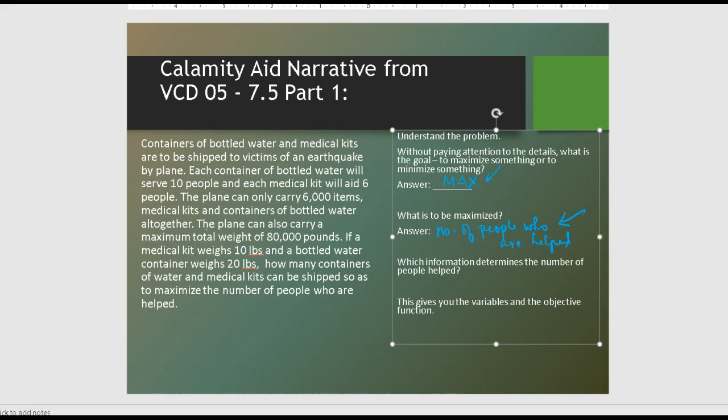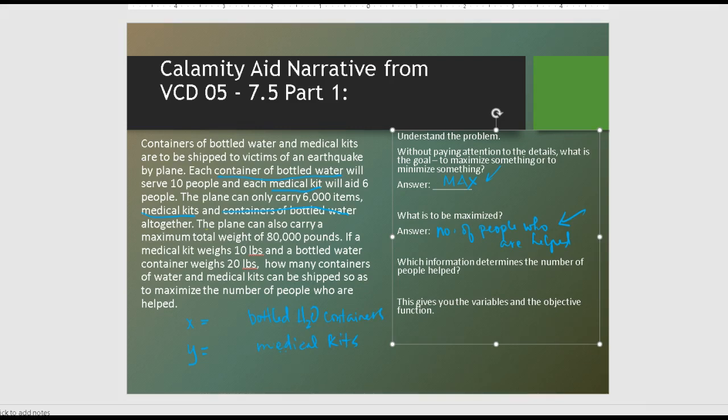Remember what items are being shipped and how the people are going to be helped. So now you go to the detail. Bottled water will serve 10 people. The plane is going to ship medical kits and containers of bottled water. So these are the items. This gives you the variables then. So you will say that X is for the bottled water containers and Y is for medical kits.